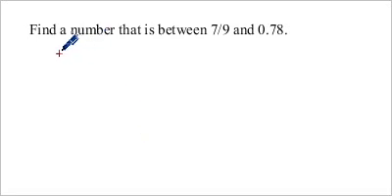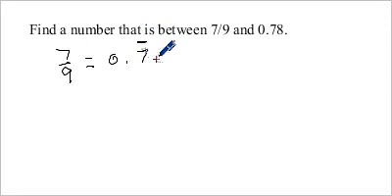So let's take the fraction 7/9 and convert it to a decimal. Remember that 7/9 is the same as 7 divided by 9, so you can just use your calculator. And you should find that 7/9 is the same as 0.7 repeating, or 0.7777. So let's compare that to 0.78, and 0.7 repeating is going to be less than 0.78. So now we have to find some numbers between those two numbers.